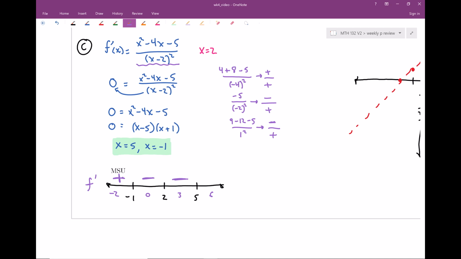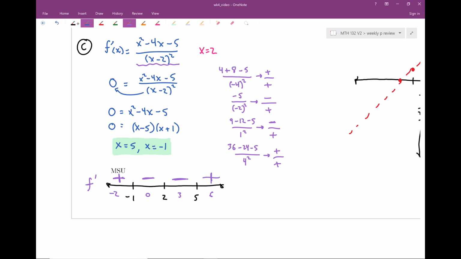And then finally at 6. If I go ahead and plug in 6, again, I'm plugging it into my derivative. I'm going to have 36 minus 6 times 4, which is 24, minus 5, all divided by 4 squared. In the numerator, 36 minus 24 minus 5, that's actually going to be positive this time. And notice the denominator is always positive. That's the problem with when you square things. When you square them, they're always positive. So, okay, we're going to have positive here.